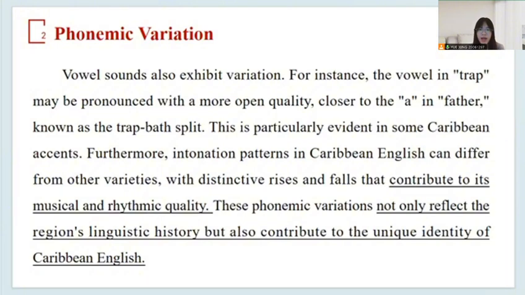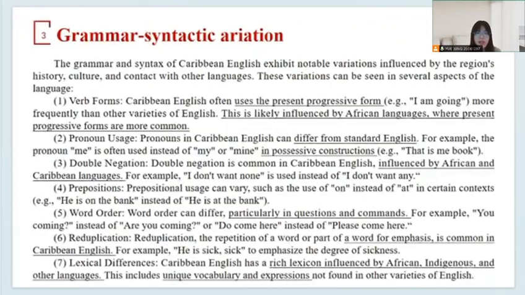Furthermore, intonation patterns in Caribbean English can differ from other varieties, with distinctive rises and falls that contribute to its musical and rhythmic quality. These phonemic variations not only reflect the region's linguistic history but also contribute to the unique identity of Caribbean English. Grammar and syntactic variation.